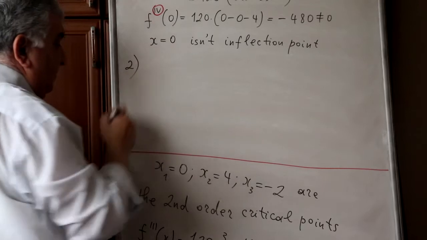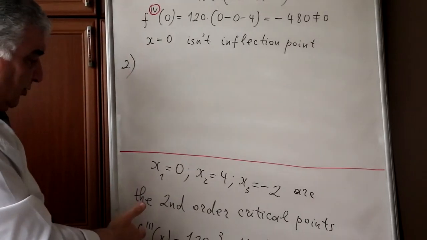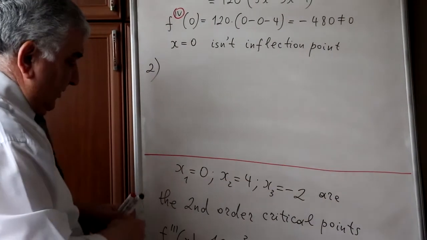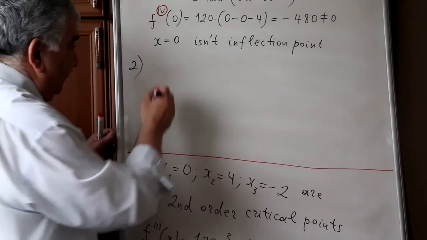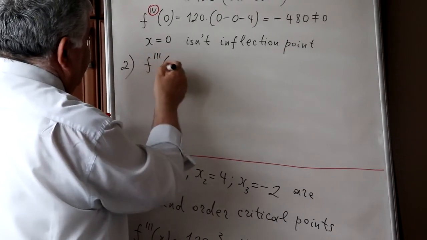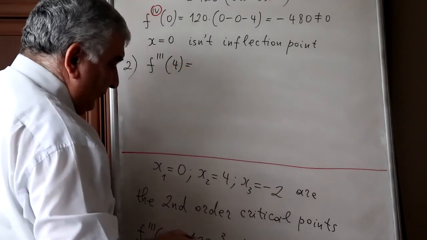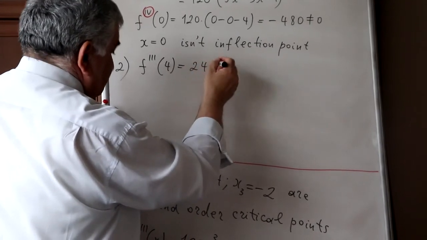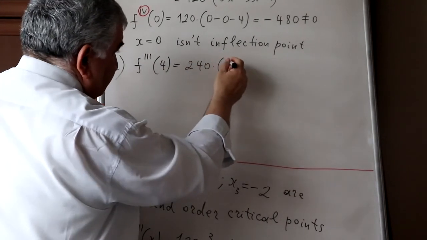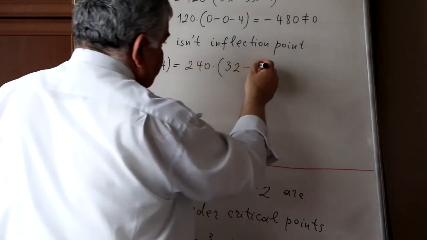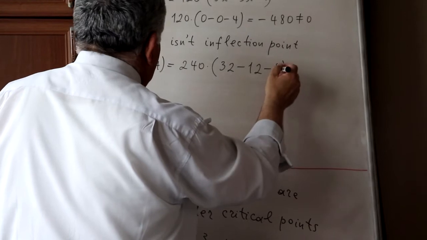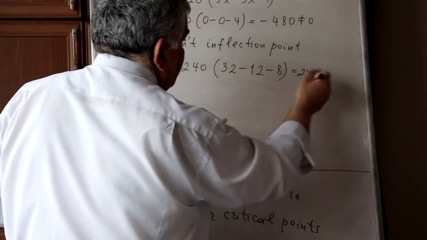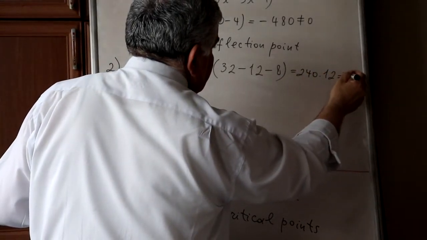The second point. Then calculate the third derivative at the second critical point, which is 4. f triple prime at 4 is equal to, substituting 4 instead of x, 240 multiplied by 32 minus 12 minus 8, and it is equal to 240 multiplied by 12, which isn't equal to 0.